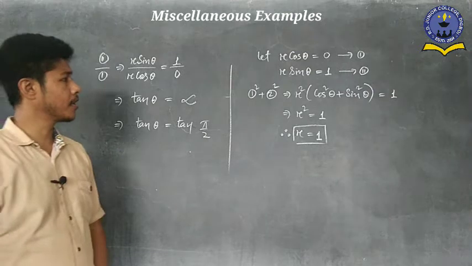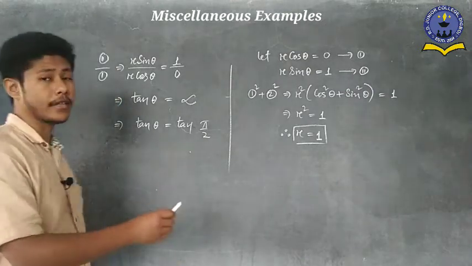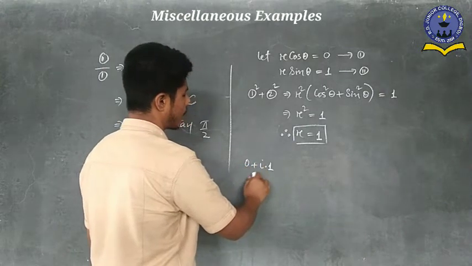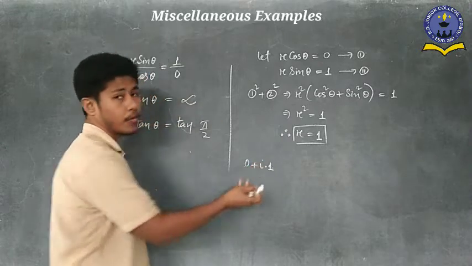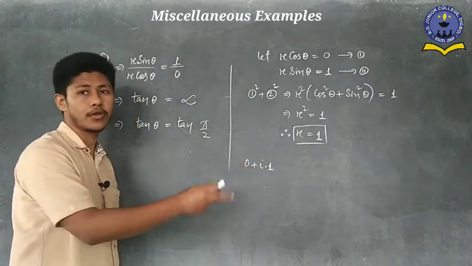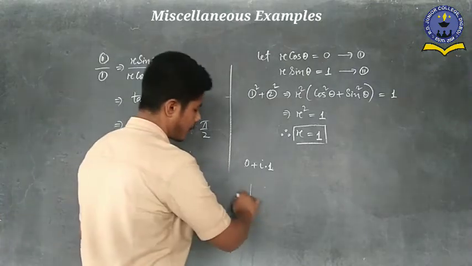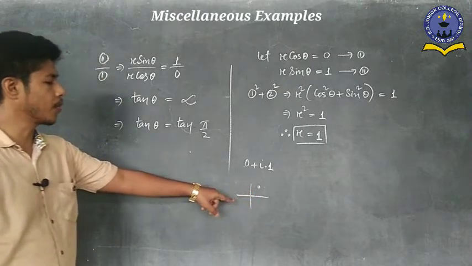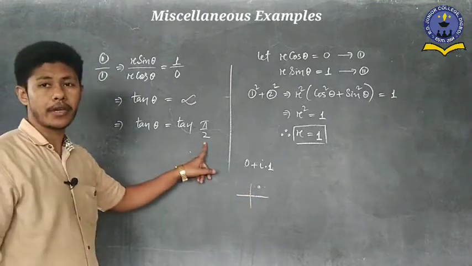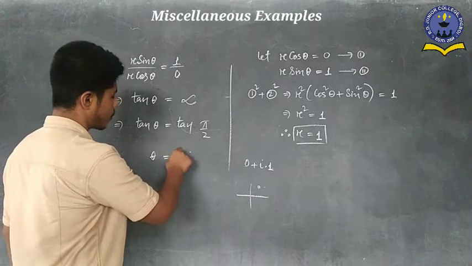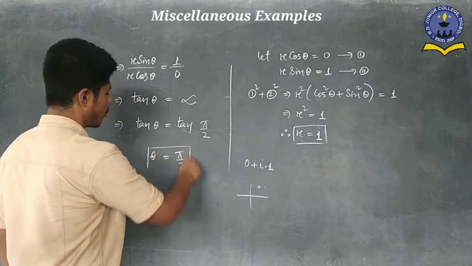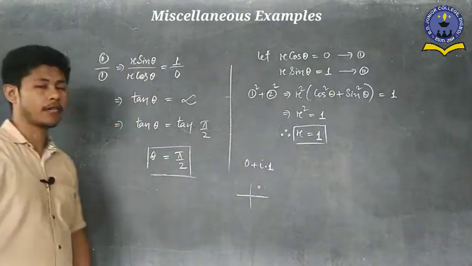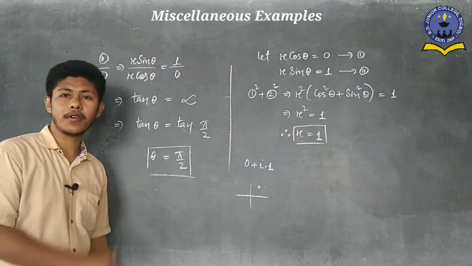Now if we check where the coordinate lies, the general form is 0 plus 1 into i. You see both values are positive. If both values are positive, which quadrant? Obviously the first quadrant. If it lies on the first quadrant, that means between 0 to pi by 2. So simply here we get pi by 2. Therefore theta equals pi by 2. So this one is the argument. Is it clear? So the modulus equals 1 and the argument equals pi by 2. I think all of you understood this one.